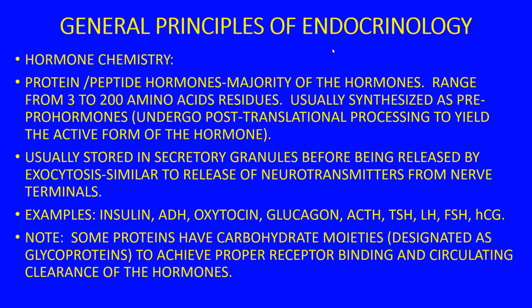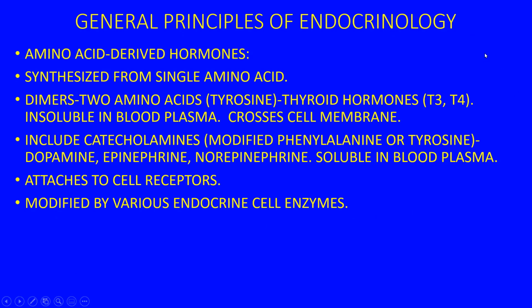Now, amino acid derived hormones, how do they differ? Well, really what you're talking about is taking one single amino acid and biochemically modifying it. Sometimes you're going to get what they call dimers. In other words, two of the very same amino acids, and the example we're going to use is tyrosine. They're bound together, and this is basically the building block to make thyroid hormones, T3 and T4. This is important because they're insoluble in blood plasma, yet they cross the cell membrane.